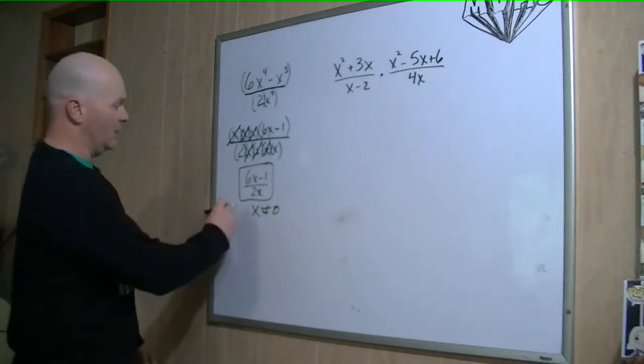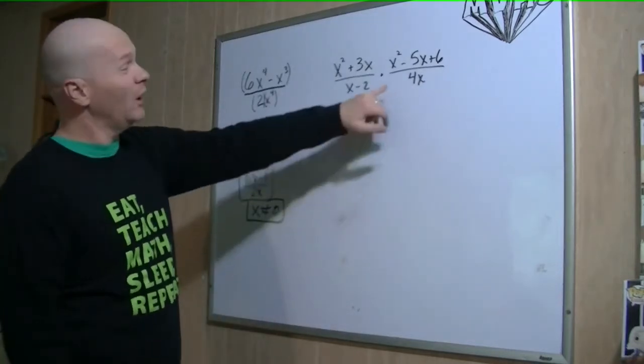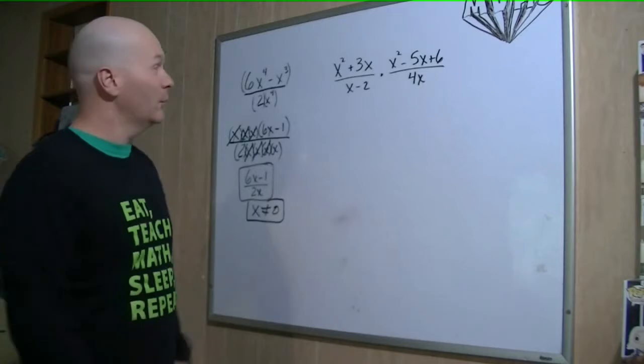So make sure on your answers you need to list the excluded values, okay? This one's a little more complicated. It's multiplied, but it's still going to be basically the same thing.